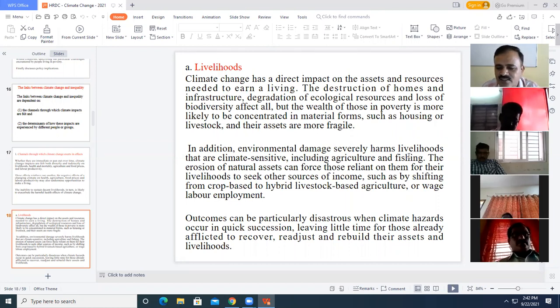Outcomes can be particularly disastrous when climate hazards occur in quick succession, leaving little time for those already afflicted to recover, adjust, and rebuild their assets and livelihood. So if the effects of climate hazards occur in quick succession, it is very difficult for people who depend upon agriculture, who depend upon fishing, and the poor people. There is no time for them to recover, readjust, or rebuild their assets and livelihoods. That's why the first channel through which climate change directly affects the countries and the people is livelihood.